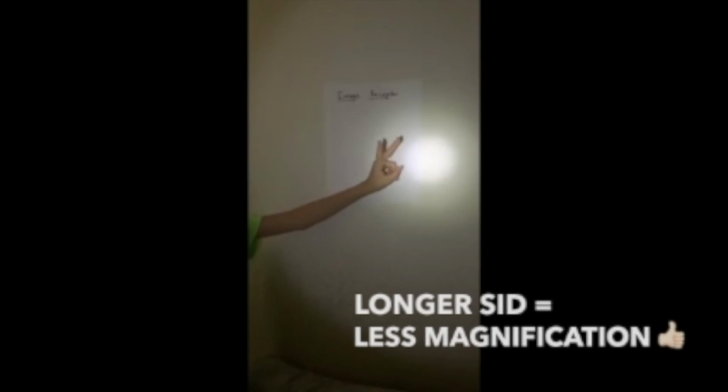Here, I've increased the distance a small amount. Despite my crappy aim, you can tell the shadow being casted is smaller, therefore giving us a less magnified image.